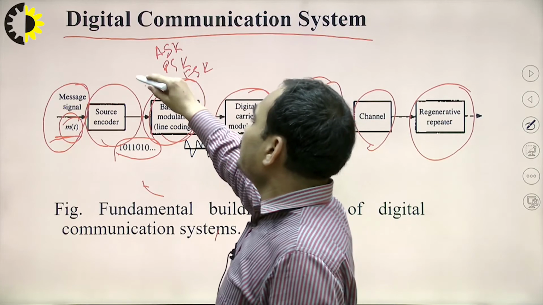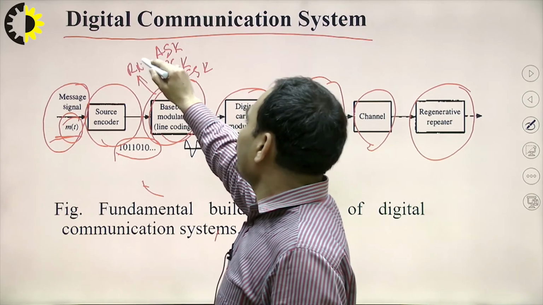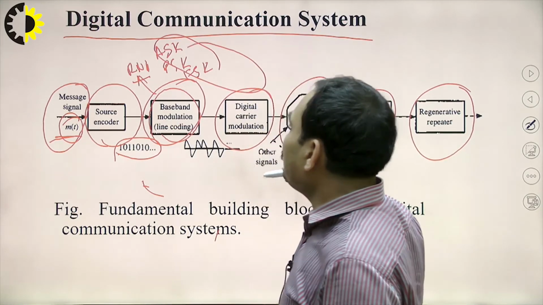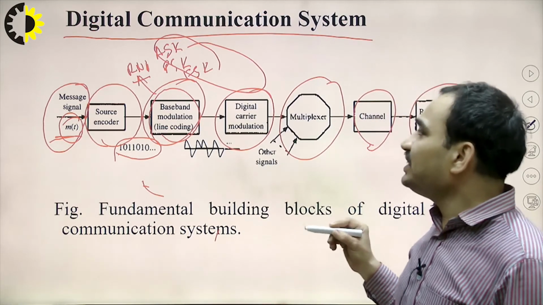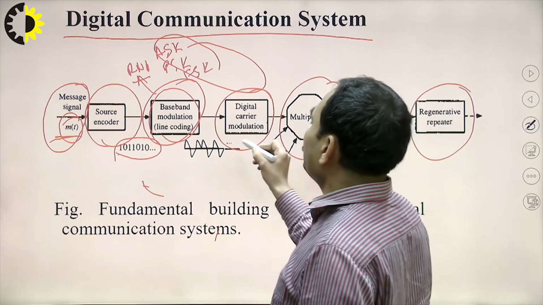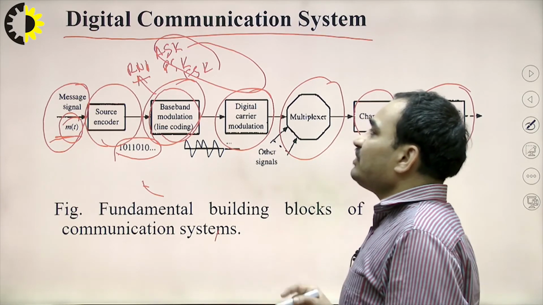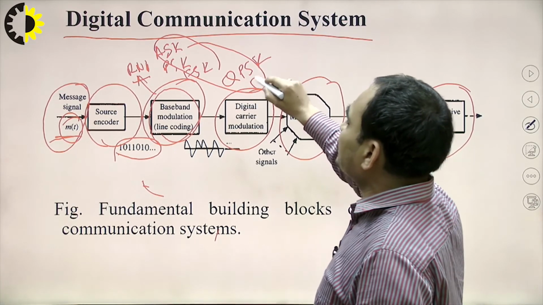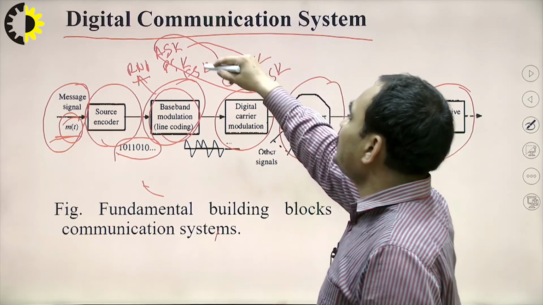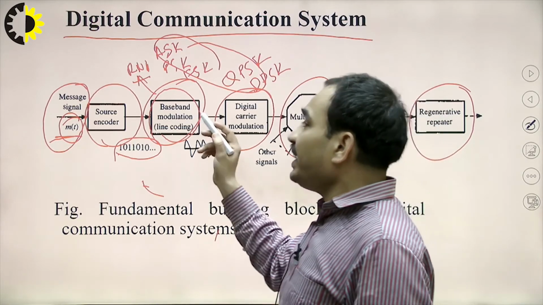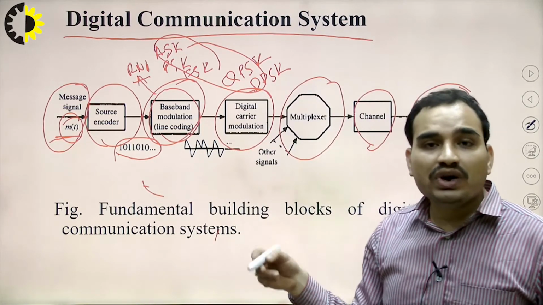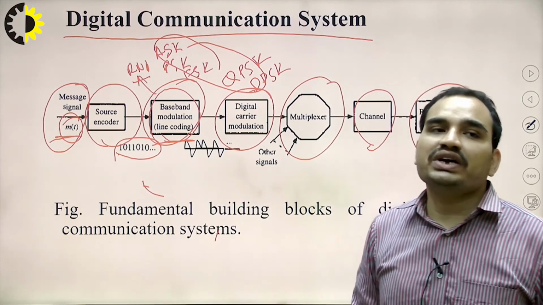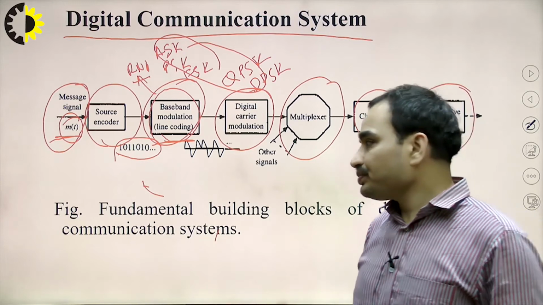Now the baseband modulation, or line coding, has different types: RZ, NRZ, and the digital carrier modulations are ASK, PSK and FSK. These digital carrier modulations can be ASK, PSK, FSK, QPSK or DPSK. NRZ, RZ, polar and bipolar are the baseband modulation, also known as line coding.